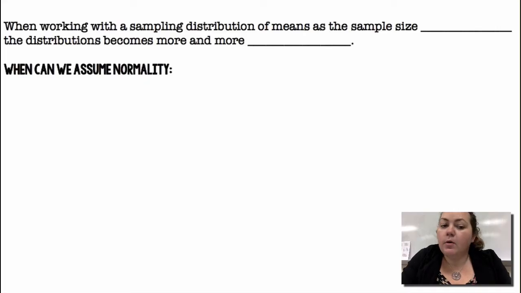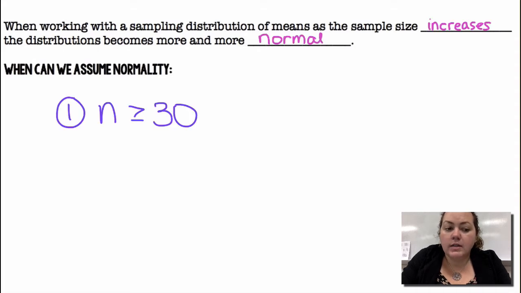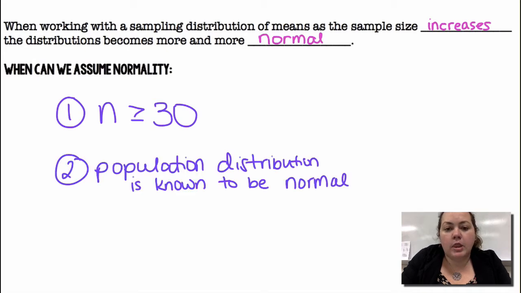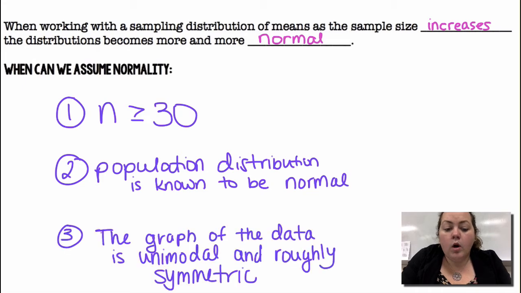All right, so when working with a sampling distribution of means, as the sample size increases, the distribution becomes more and more normal. So we can assume normality if n, our sample size, is greater than or equal to 30. If that's the case, then the central limit theorem kicks in, and we know that the sampling distribution will be roughly normal. We can also assume normality if the population distribution is known to be normal, or if the graph of the data is unimodal and roughly symmetric.